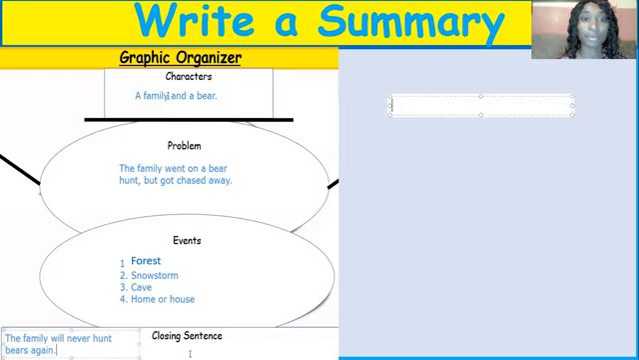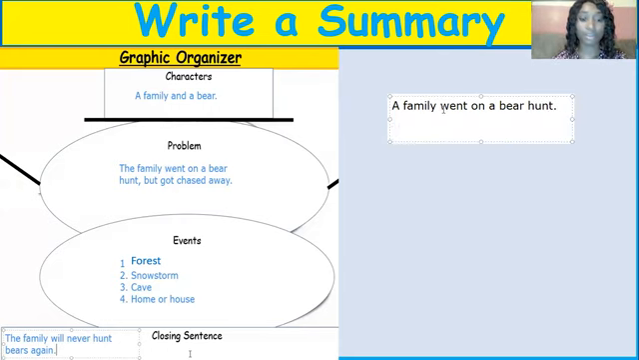Well, boys and girls, I'm going to mention the character in the story. The characters were a family. A family went on a bear hunt. Excellent.